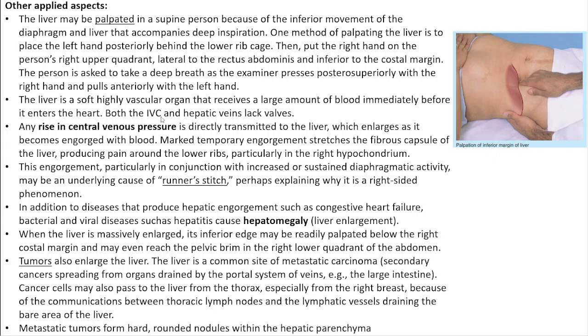Now, both the hepatic veins and the IVC lack any valves. So, a rise in central venous pressure. Suppose the heart is failing, the right heart is failing, the inferior vena cava is going to push blood into the right heart. If the right heart cannot pump the blood forwards into the right ventricle, what is going to happen is that the central venous pressure is going to rise.